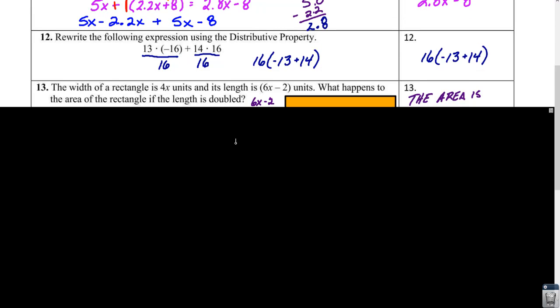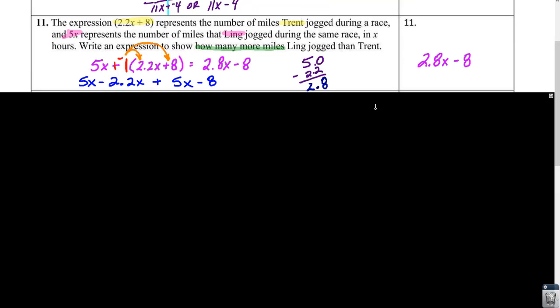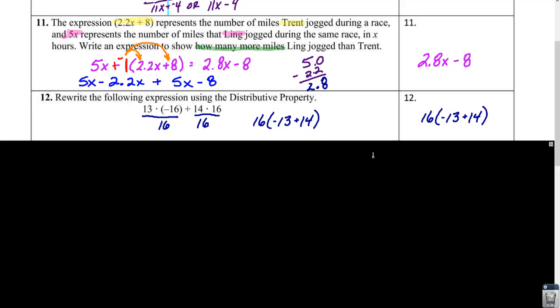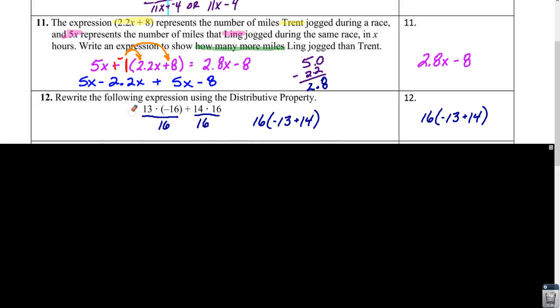Onward we go to number 12. In 12, what we're looking at is this expression: 13 times negative 16 plus 14 times positive 16. It would be rewritten as the 16, which is common, times the negative 13, excuse me, plus the 14. So the biggest question is, where does the negative 13 come from?